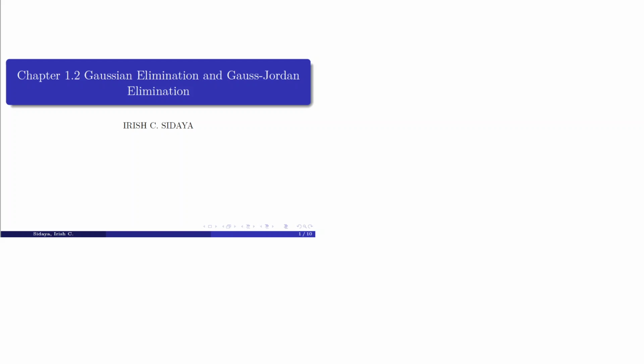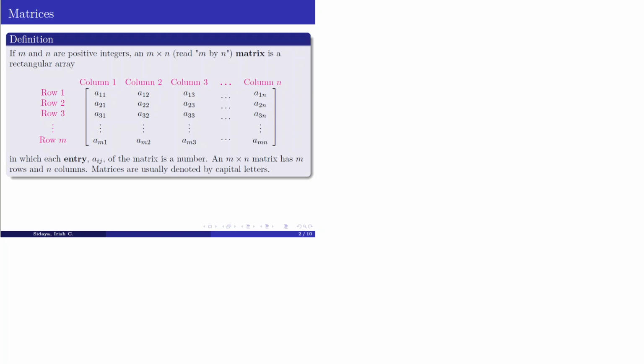So we have now our second lesson in chapter 1, the Gaussian elimination and Gauss-Jordan elimination. We will start with an introduction to matrices.